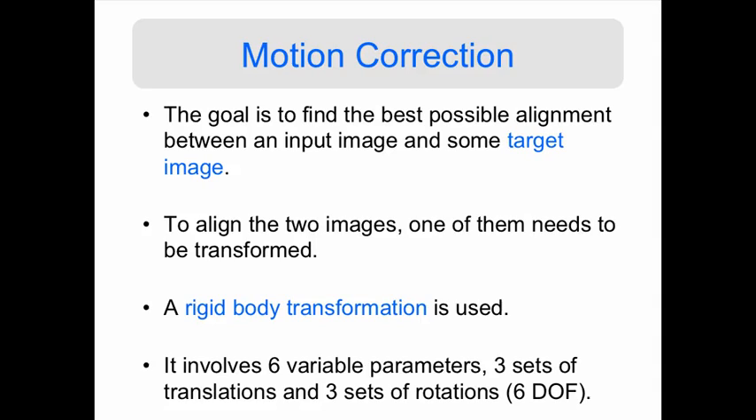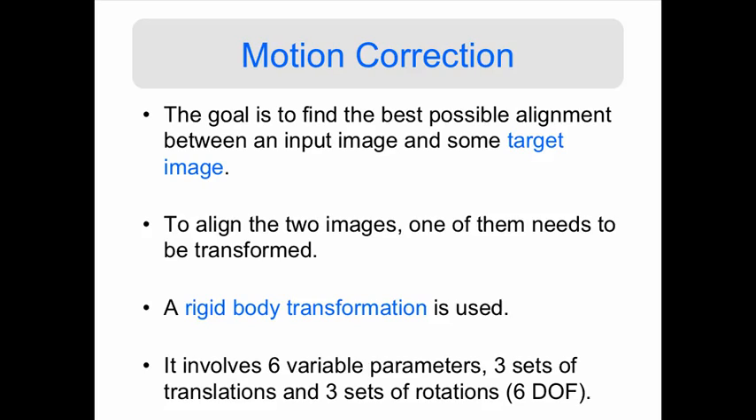So in head motion correction, or motion correction, the goal is to find the best possible alignment between the image that you're looking at and some target image. And so what you do is you try to align the target image and your input image with one another. To do that, you have to transform the input image so that it overlays the target image, more or less perfectly. And so how do you do that? Well, in motion correction, we typically use what's called a rigid body transformation.